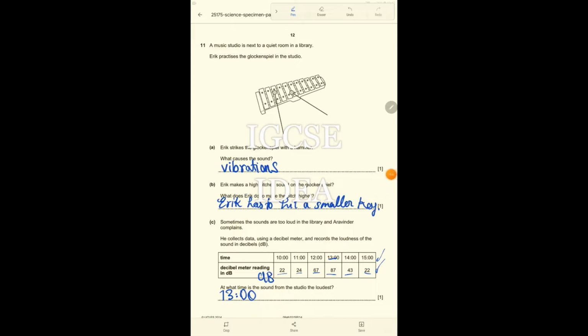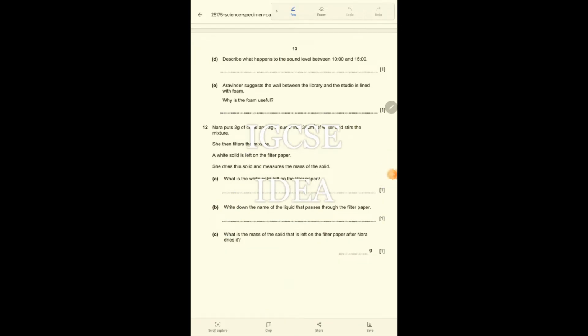Describe what happens to the sound level between 10 and 3 o'clock. Okay, the table's on the next page, but I know the table. So, it increases, then decreases. Aravinder suggests the wall between the library and studio is lined with foam. Why is foam useful? As foam insulates from sound.